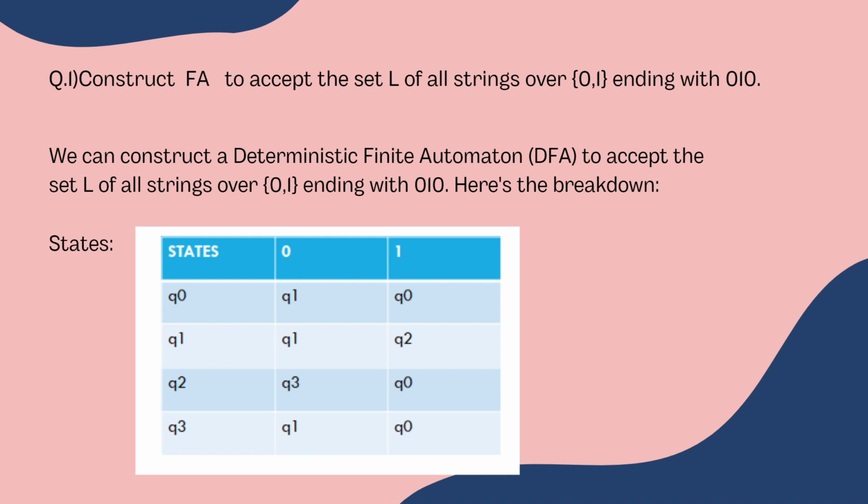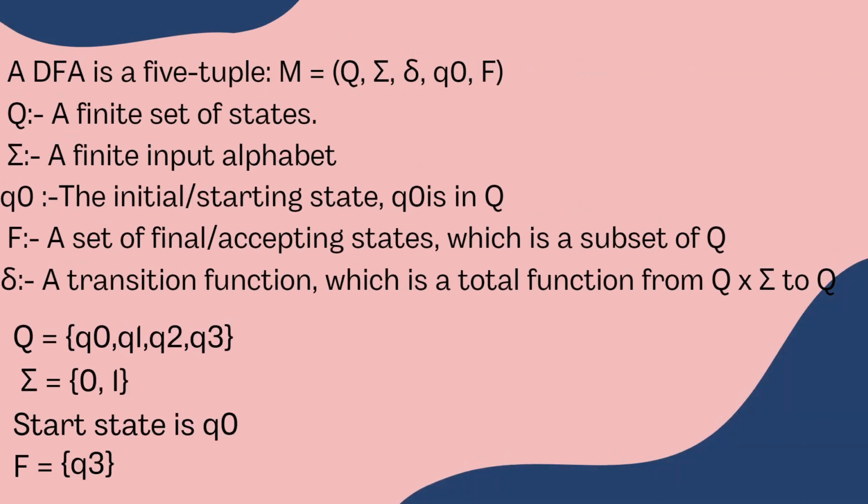In this, our first question is to construct a finite automata to accept the set L of all strings over 0, 1 ending with 0, 1, 0. So we have to construct a deterministic finite automata which has strings over 0, 1 and it should end with 0, 1, 0. For this, our DFA can be defined as a 5-tuple given as M equals (Q, sigma, delta, q0, F).